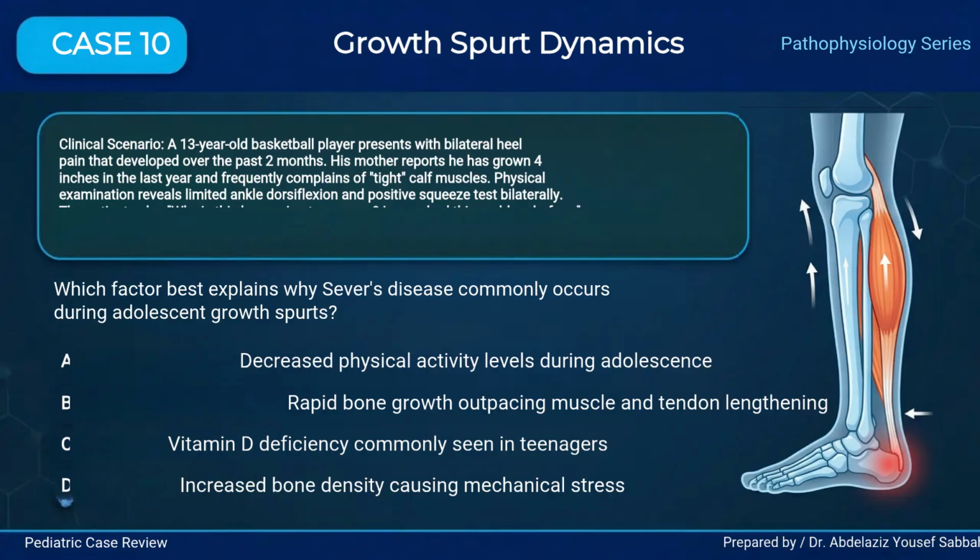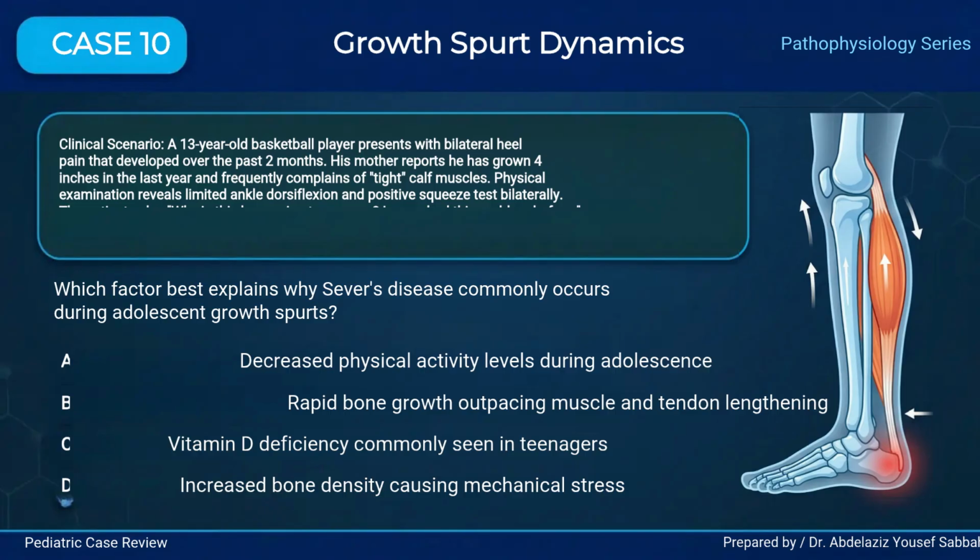Case 10. A 13-year-old basketball player presents with bilateral heel pain that developed over the past 2 months. His mother reports he has grown 4 inches in the last year and frequently complains of tight calf muscles. Physical examination reveals limited ankle dorsiflexion and a positive squeeze test bilaterally. Which factor best explains why Sever's disease commonly occurs during adolescent growth spurts?